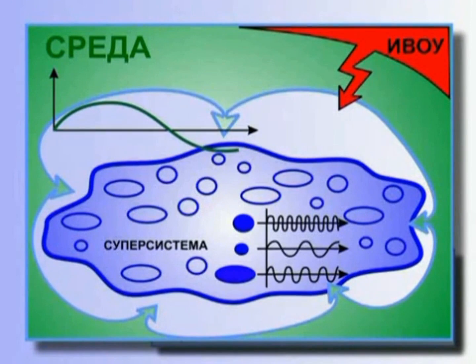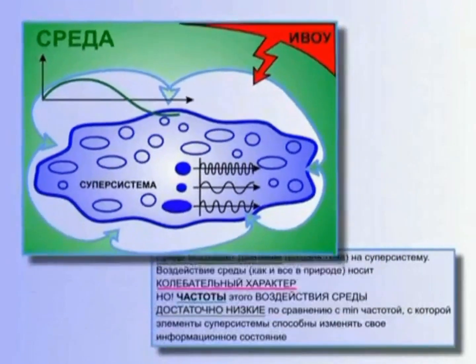The pressing factors. This means slow processes, slow frequency. That is, the environment exerts its pressure on the supersystem. The impact of the environment, like everything in nature, has an oscillatory nature. Day, night, winter, summer, cold, hot, and so on. Rain, snow. But the frequencies of this environmental impact are quite low.